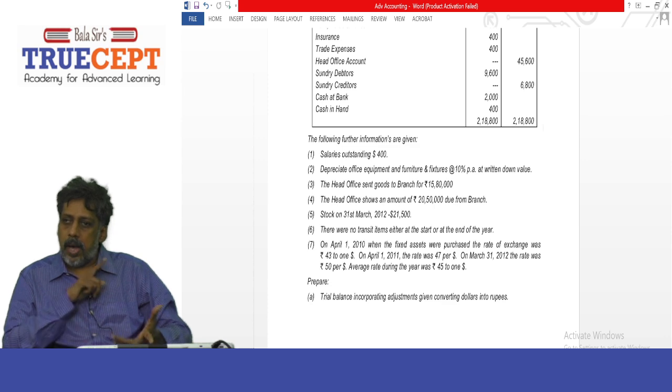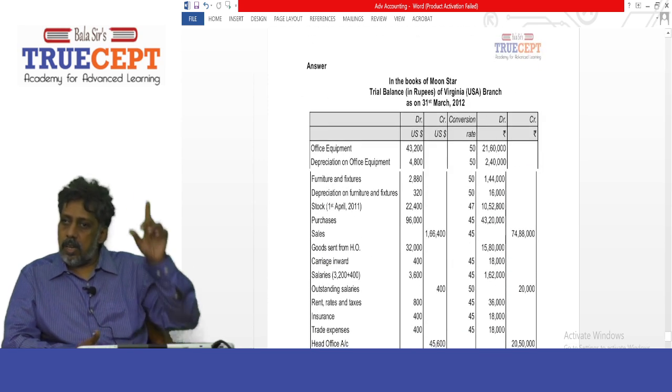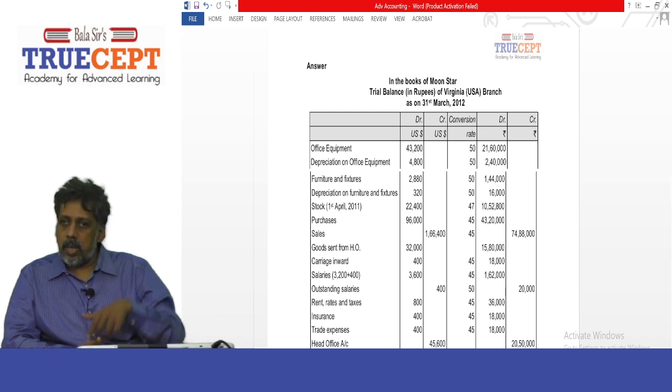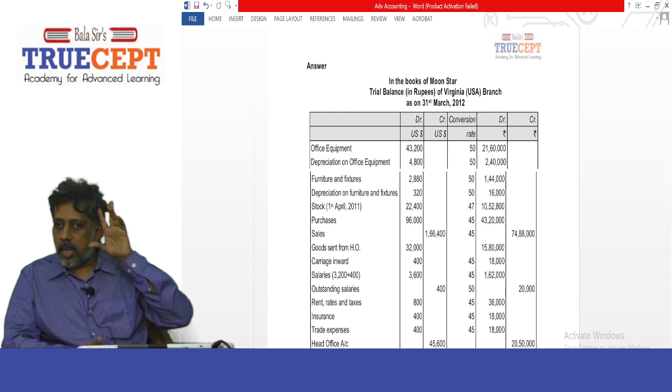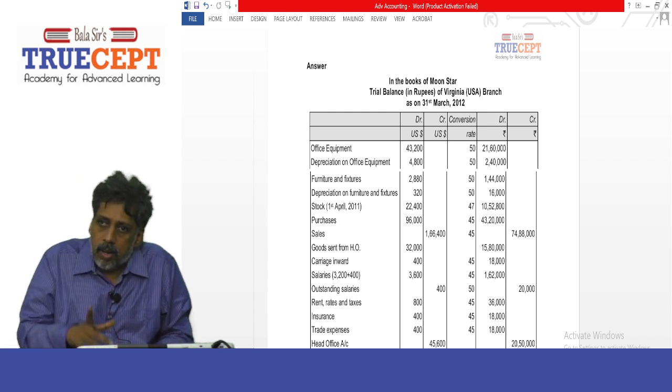That is all. Prepare an adjusted trial balance, converting the US dollars into INR, the Indian rupee. So which are the solutions, sir? Yes. Considering the adjustments, Adjustments 1 to 7. Consider these adjustments. They are asked only for taking all the adjustments and don't consider closing stock in your trial balance.